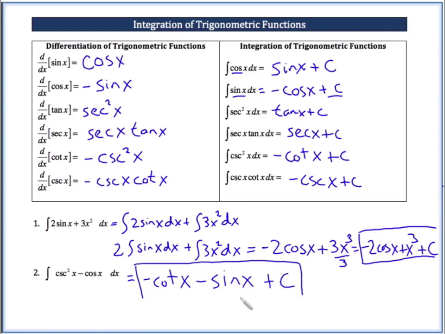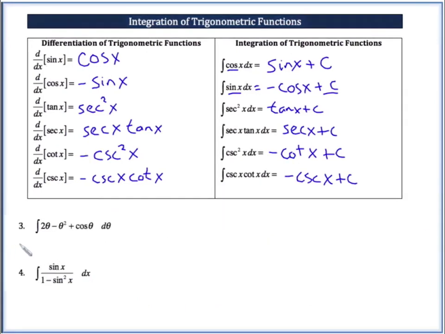Now what would be a method for checking these? Well, we could take the derivative here and see if we get this derivative right there. So let's try it. The derivative of negative cotangent would be positive cosecant squared, which is right there. And the derivative of negative sine would be negative cosine. And we can see negative cosine right here. So you can always test these out.